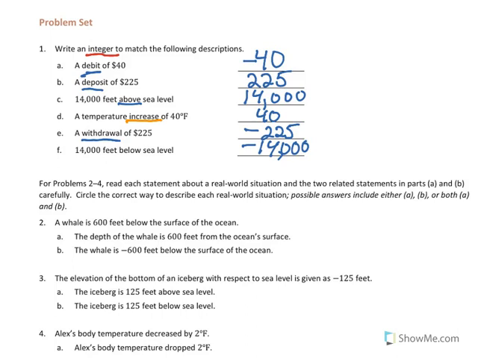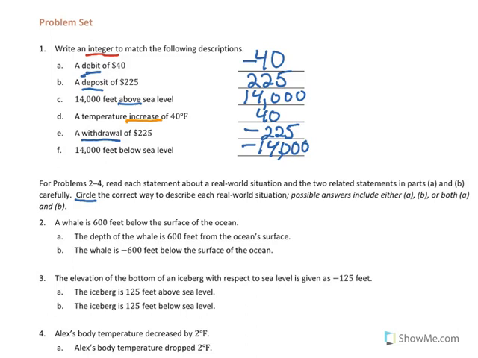Okay, for this next one, it says for problems 2 through 4, read each statement about a real-world situation and the two related statements in parts A and B carefully. Circle, here's one of our things we have to do, the correct way to describe each real-world situation. Possible answers could be, we can say A, B, or both A and B are correct. Okay? It does not say we have to rewrite it. So that's one thing we don't have to do.